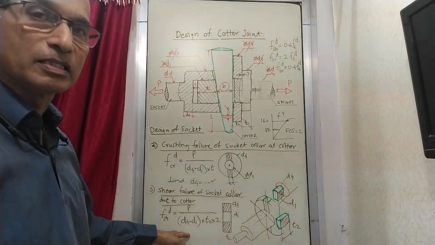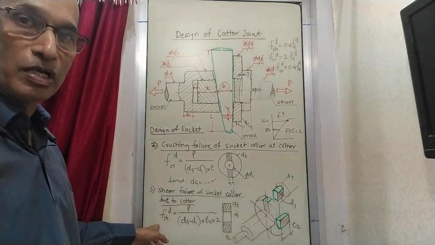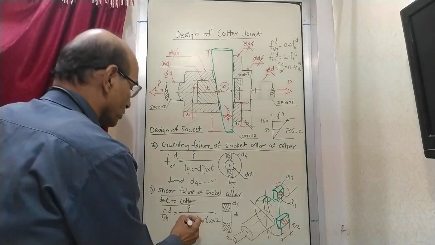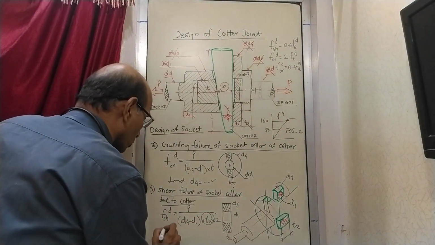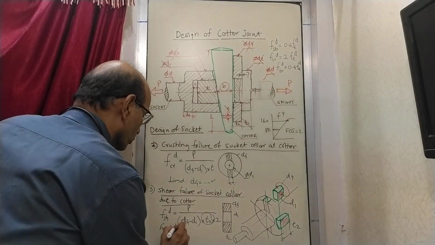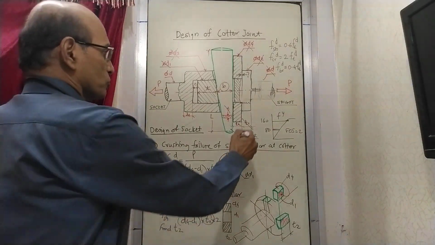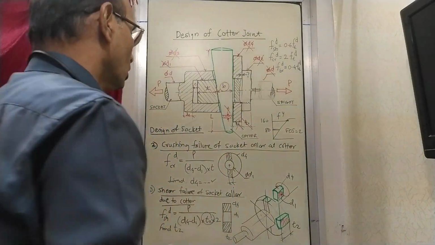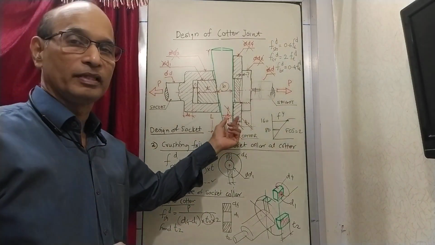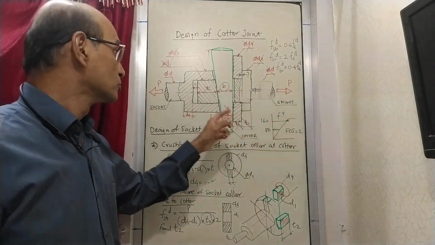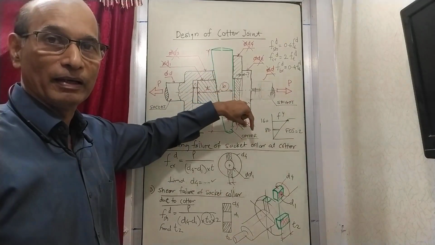So P upon this resisting area is the shear stress design, and in this expression you will find that T2 is not known, so you can find T2. So now this T2 also is obtained. So what is the thickness of the collar that we have obtained? As a result, one more dimension is finalized.